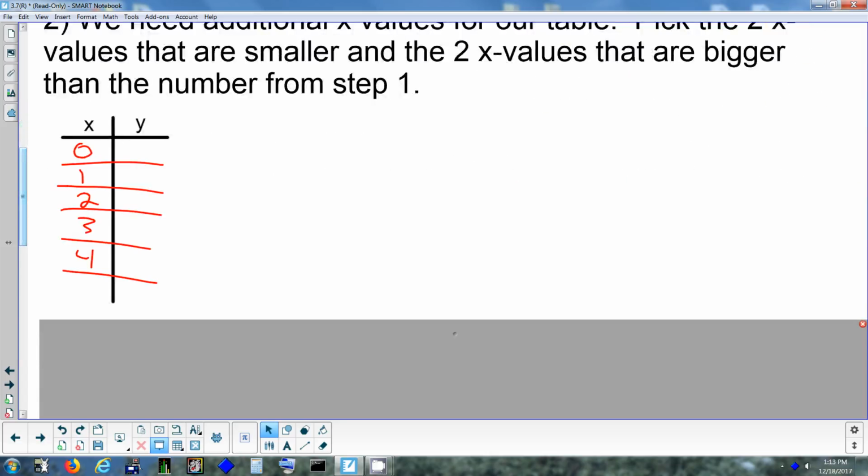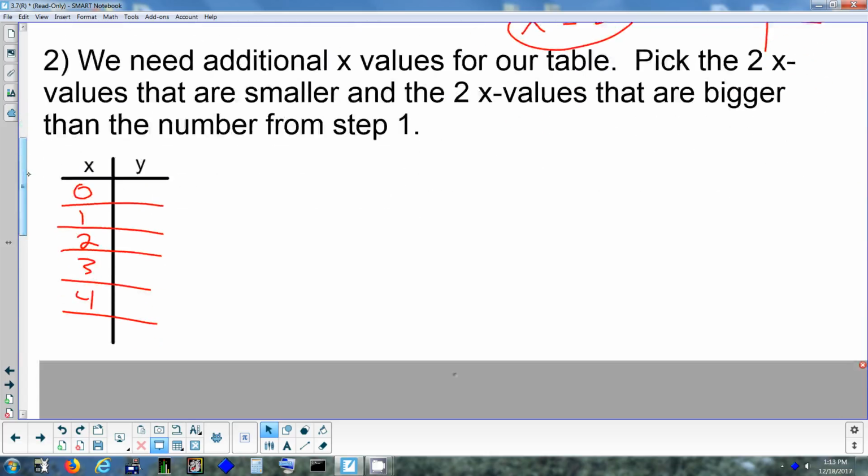Yep, you're filling in that table. That's what you just did. Mr. Hager asked you to pick the 2 x values that are smaller. Here they are, 1 and 0. Then you have the 2 that are bigger, 3 and 4. That's your directions for step 2, right there. But we have to write it down. I would write it if you can remember it. That's okay, but I would definitely write it.